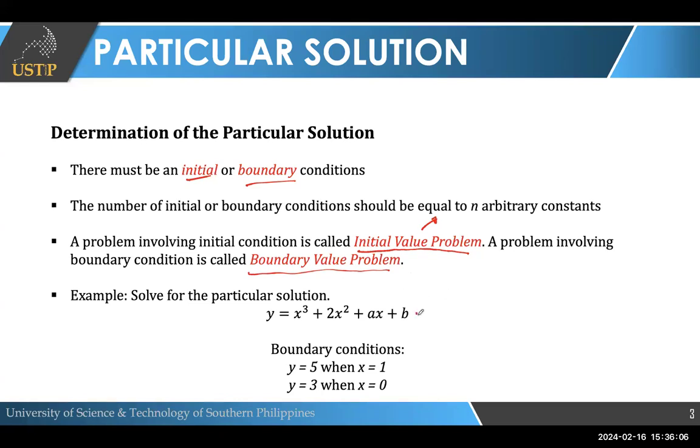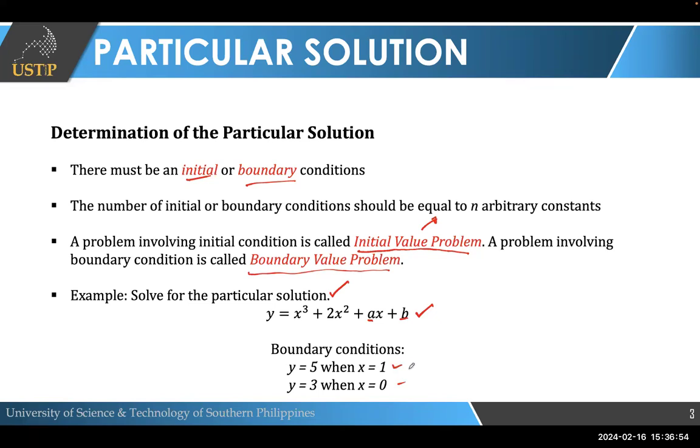So for example, we are given this general solution. We are asked to find the particular solution. In this case, you have y is equal to x cubed plus 2x squared plus ax plus b. So we have two constants, a and b. Now, as you have learned in your algebra class, if you have two unknown values, you have to have two equations. The number of equations must be equal to the number of unknowns to be able to solve them. So in this case, A and B are both unknown, and we are given the boundary conditions: y is equal to 5 when x is equal to 1, and y is equal to 3 when x is equal to 0.